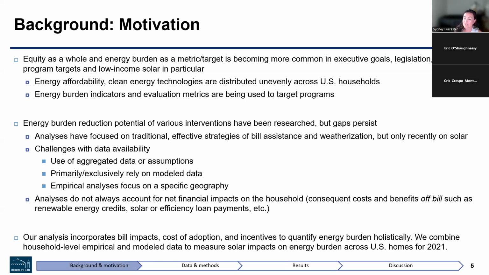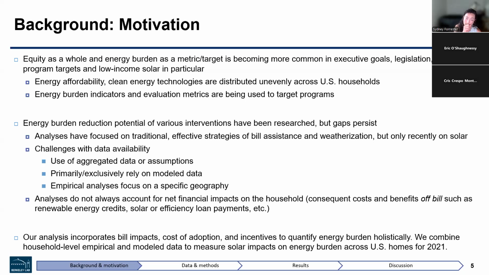And there are obviously, with energy burden specifically, challenges with data access and availability. If you think about that equation, you have the cost of energy and you have the income of the household. The cost of energy can be difficult because that might be something that only the household knows or the utility might have access to, so it can be hard to get. And then the income of the home can be tricky, because again, that could be more sensitive information and hard to obtain at the household level.